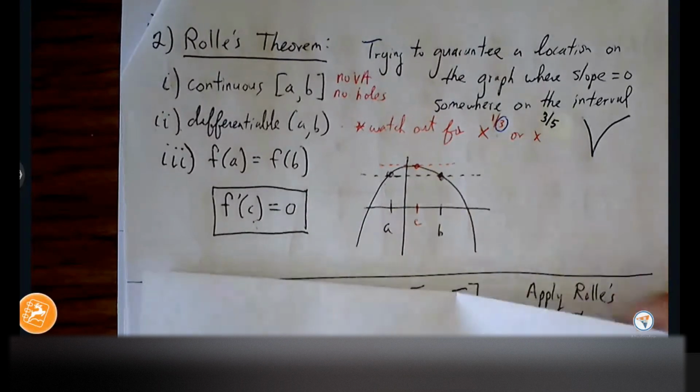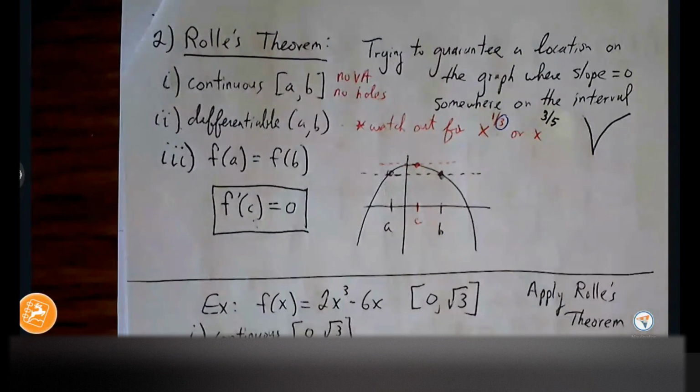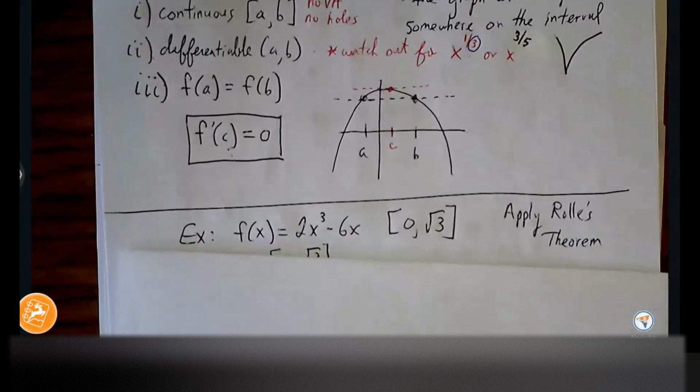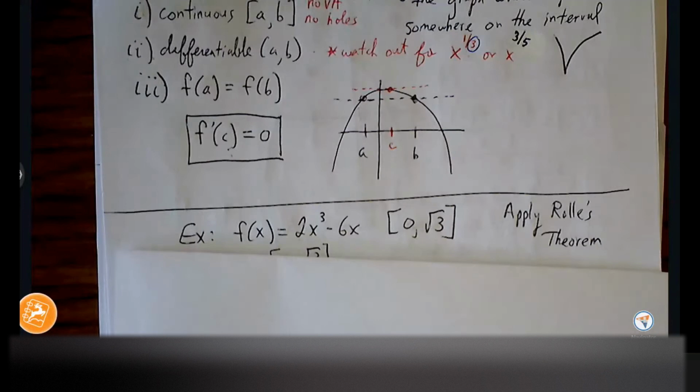All right, so let's do an example here. Our function is 2x cubed minus 6x on the closed interval from 0 to √3. And we want to see if we can apply Rolle's theorem for this function.